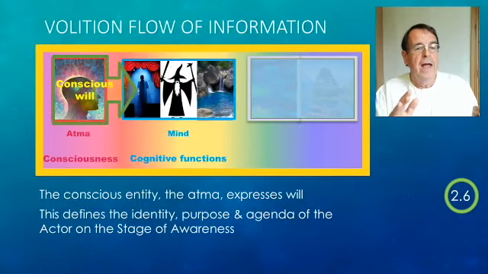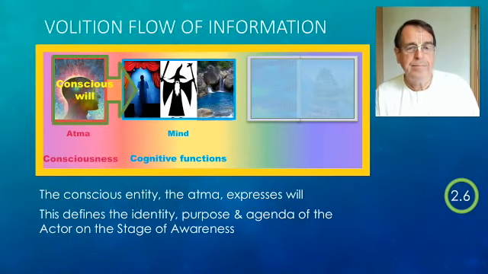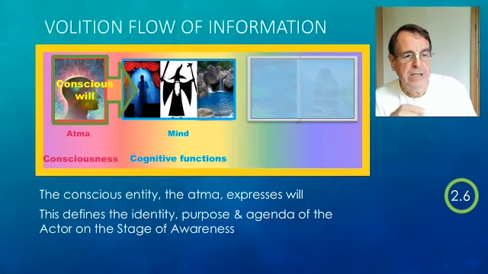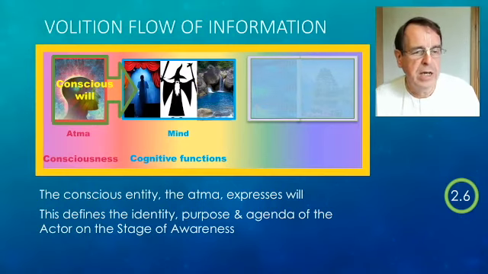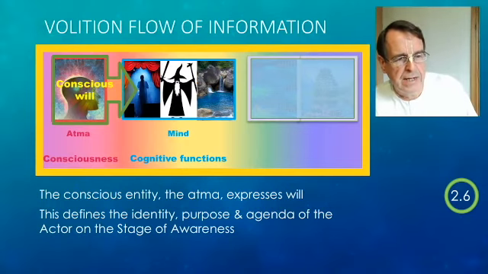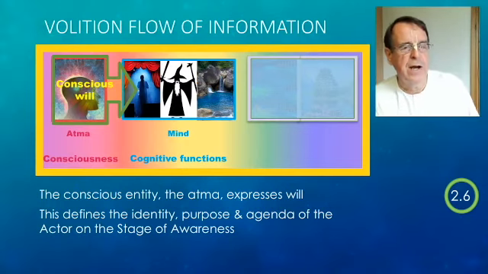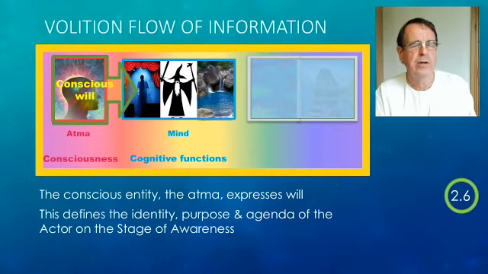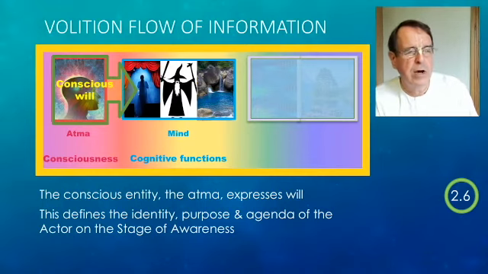Now, what we're saying about volition is that the conscious entity, as the source of free will, expresses that will, and that defines the nature of what we're trying to achieve in this world. It defines the sort of identity, purpose and the agenda of our concept of ourself, which we call the actor on the stage of awareness. We have this concept of who we are and what we're in this world for, and how we interact with friends and family and society and so on. And our will seems to be trying to enhance those experiences.